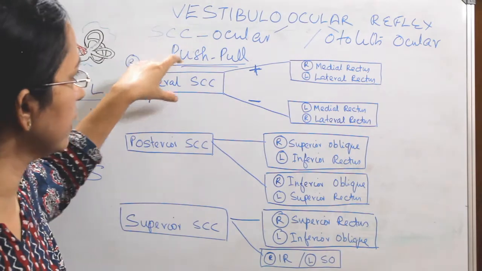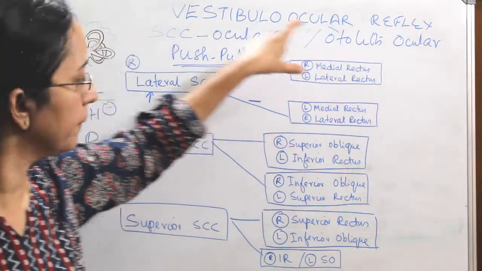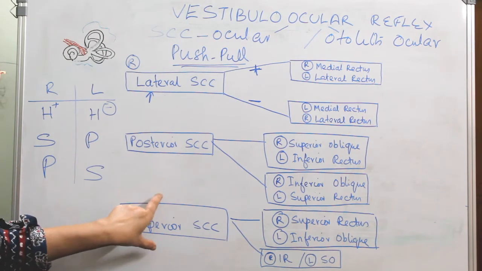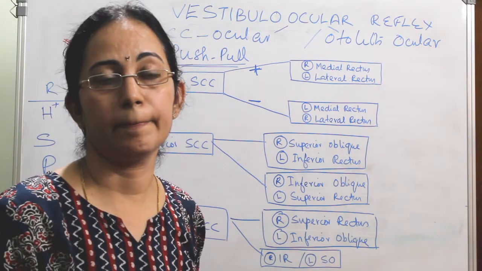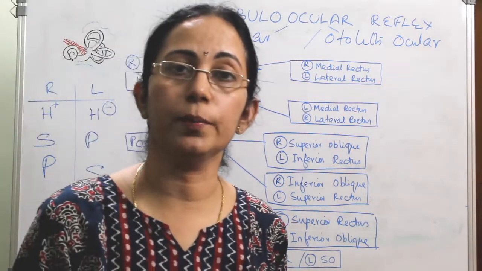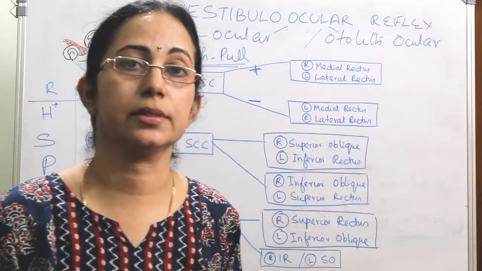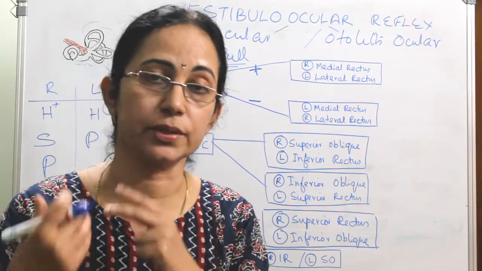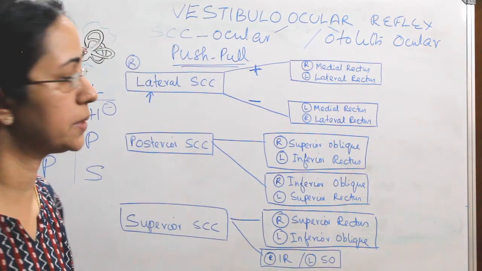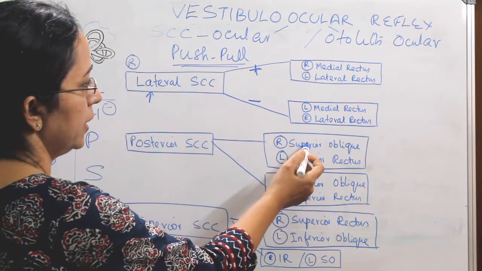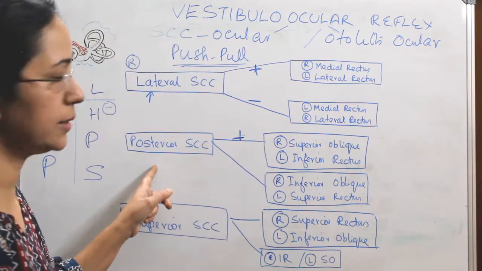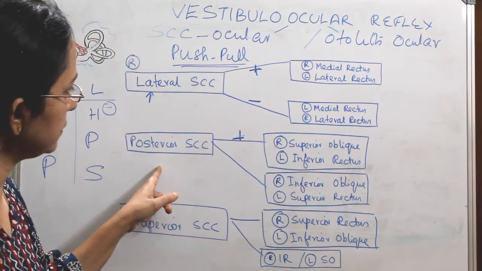So the lateral canals on both sides are paired, and the posterior canal on one side is paired with the superior canal of the opposite side. Regarding the eyeball movement, the agonist muscles get excited on the same side, and the antagonist muscles get excited on the opposite side. Here, see, the posterior canal is excited.